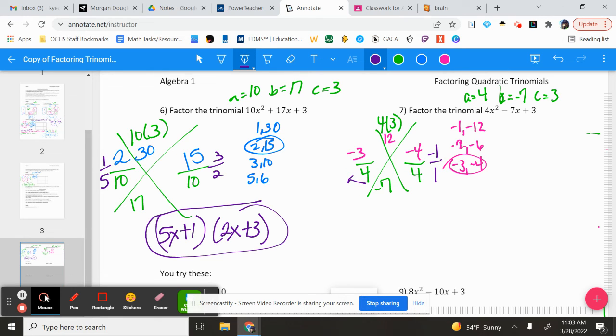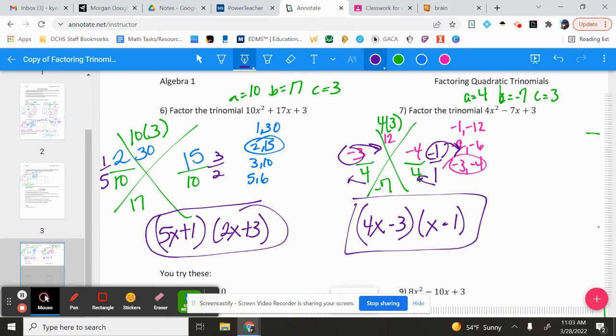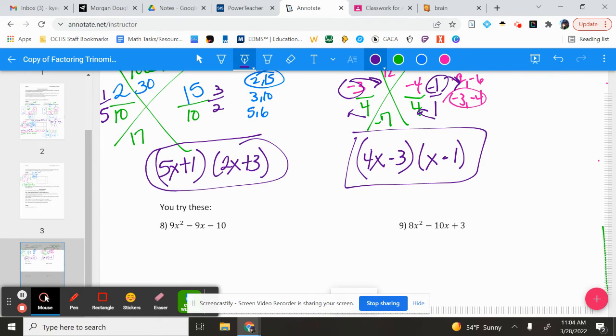Using my swing method, 4 goes with the coefficient of my variable, so 4x, and negative 3 swings forward to be my constant. 1 swings back to become the coefficient of the variable x, while negative 1 swings forward. And there's always a way you can go back and check. You can distribute these things, and the goal when you distribute is to equal the original problem.